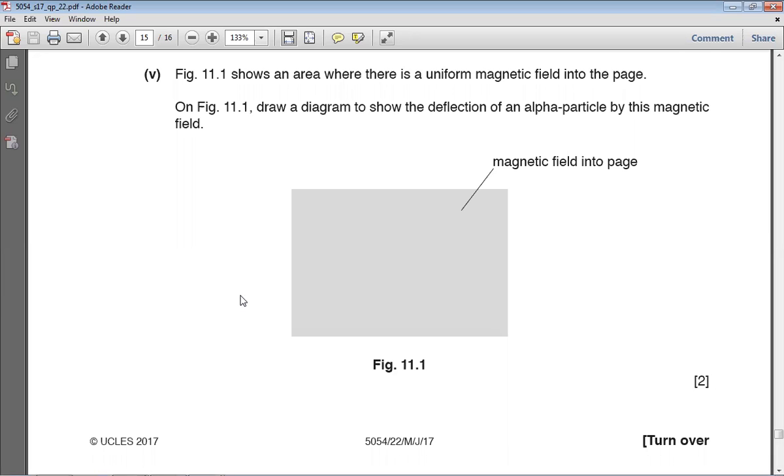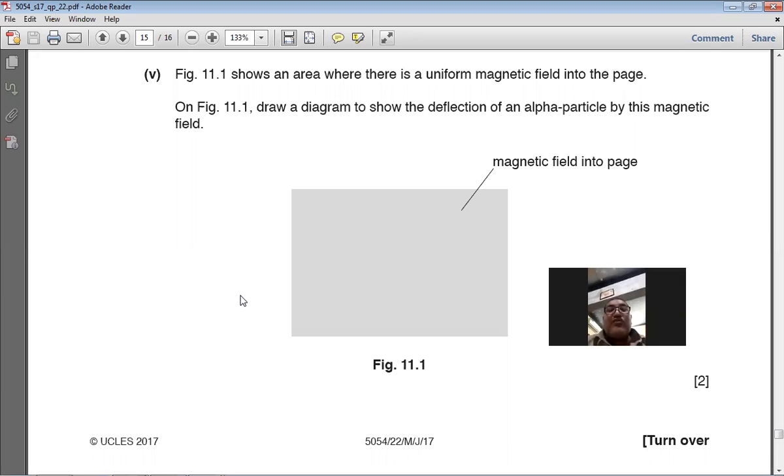So let me show you. Let me switch on the camera so you can see. Okay, so let me change the direction of the camera. So for example, here the magnetic field is into the page, and we will have the alpha particles. The alpha particles are positively charged.